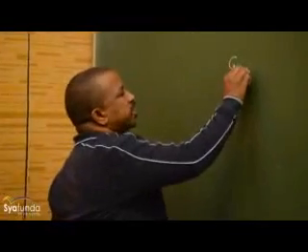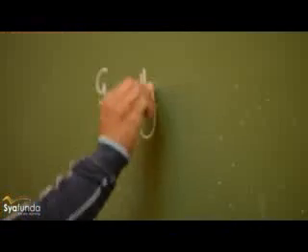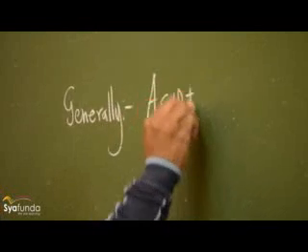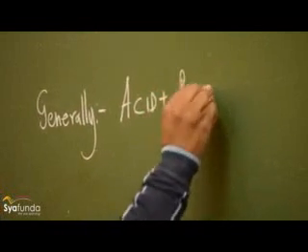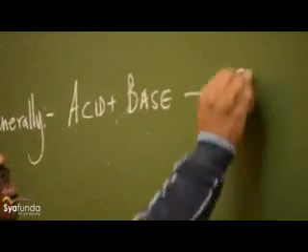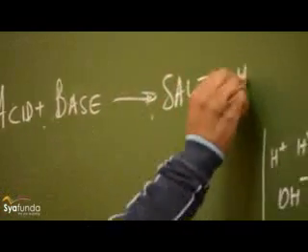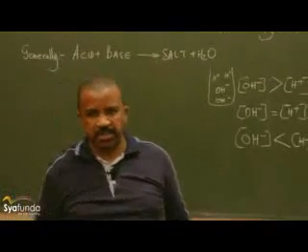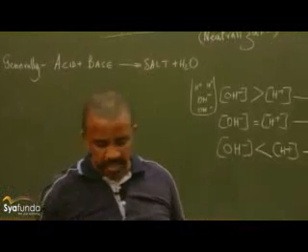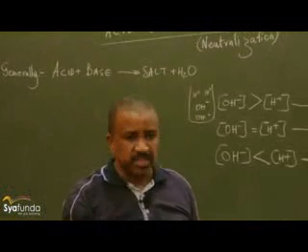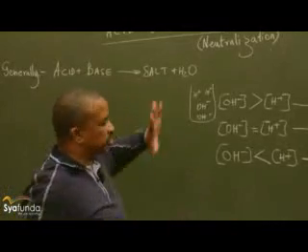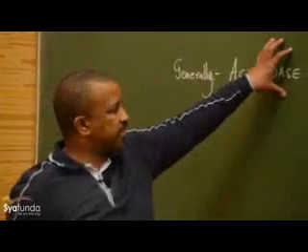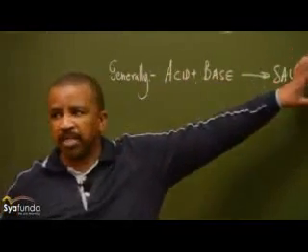Generally, how do the equations go? We know that if an acid reacts with a base, it forms a salt and water. If an acid reacts with a base, it forms a salt and it also forms water.